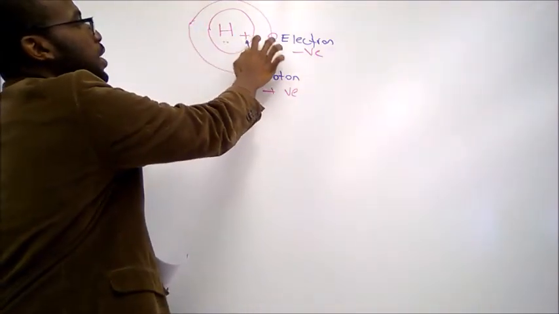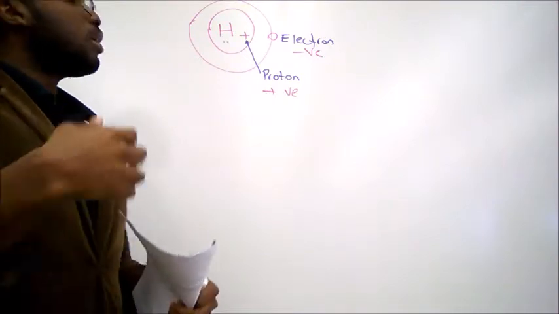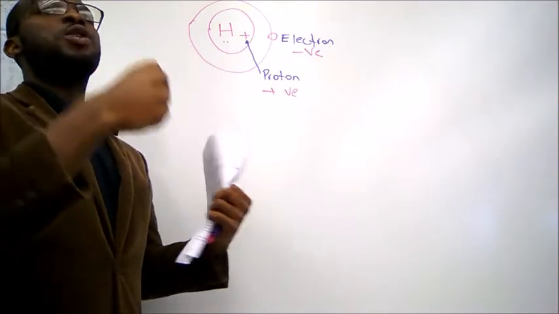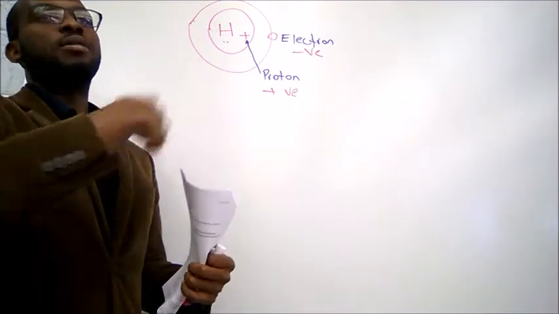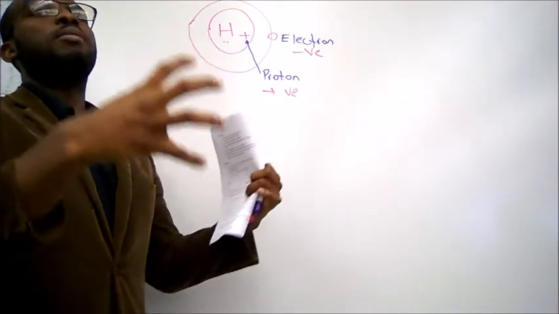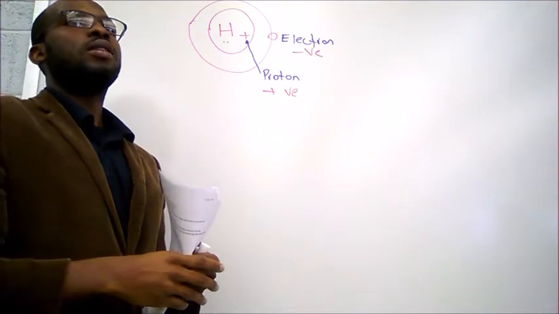So do we have any attraction here? Yes. We have attraction between the electron and the proton, and this force is what is keeping the electron circling the atom. So it's keeping the electron within the boundaries of the atom.